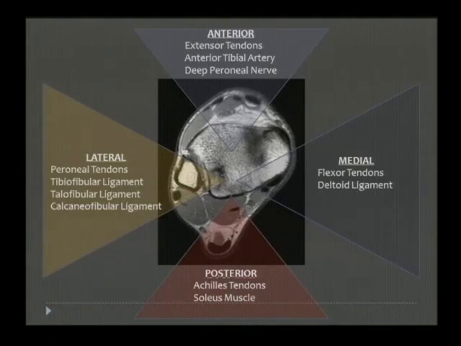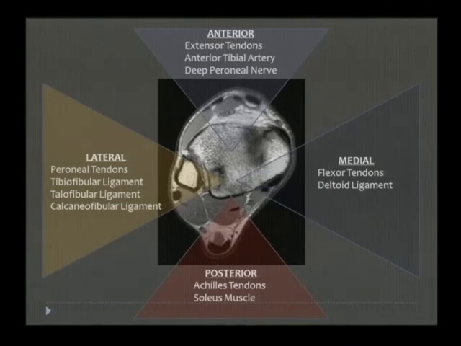Here's an MRI just above the level of the tibiotalar joint. Anteriorly, we're going to be looking predominantly at the extensor tendons, the anterior tibial artery, as well as the deep peroneal nerve, which is the largest terminal branch of the peroneal nerve. It does supply the extensor digitorum brevis and some sensation to the dorsal aspect of the ankle.